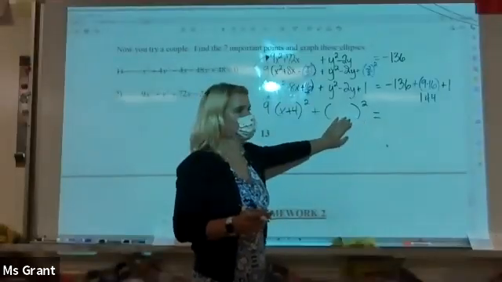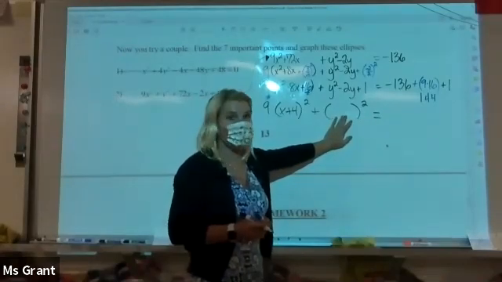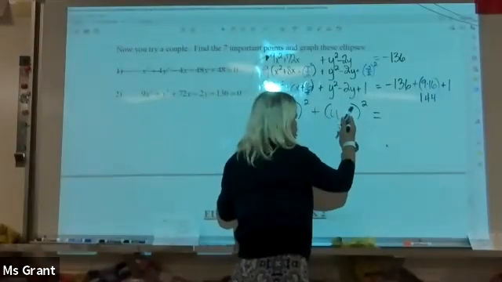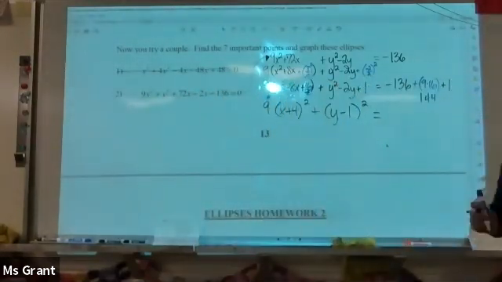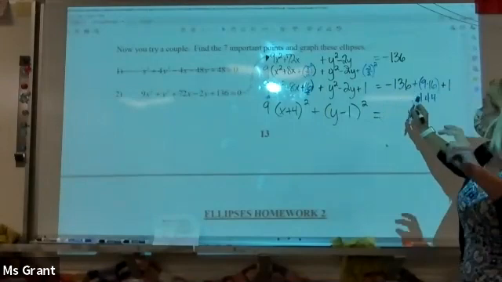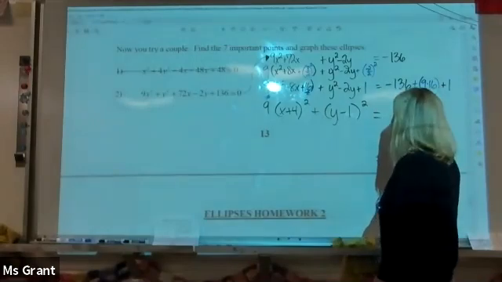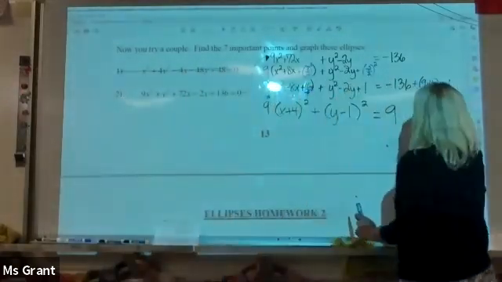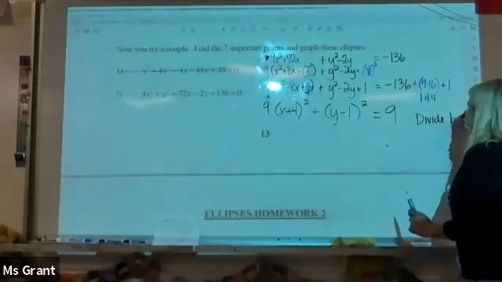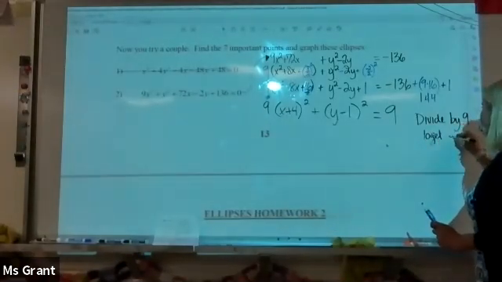x plus 4 squared. What is y squared minus 2y plus 1 when you have to factor? y plus 1 squared. Actually, I'm going to say it's y minus 1 squared. Negative 136 plus 144 plus 1 is 9. Then I have to divide by 9 to get the ellipse formula.